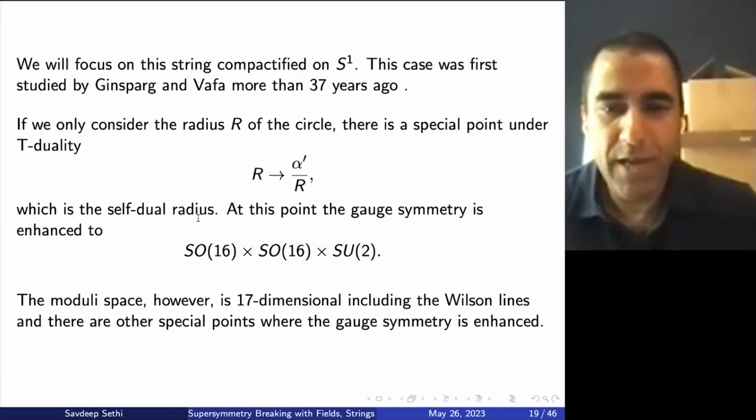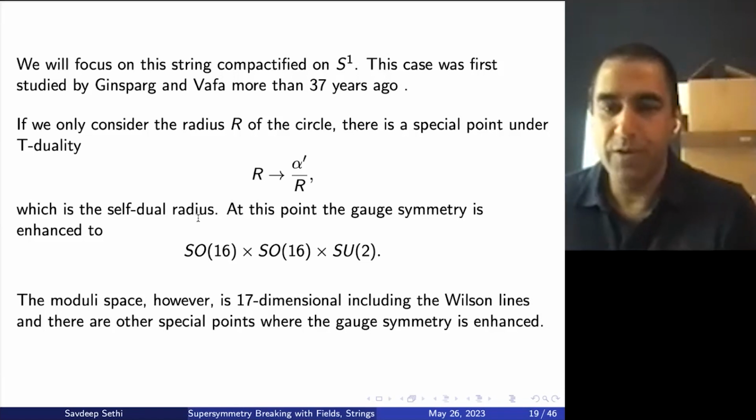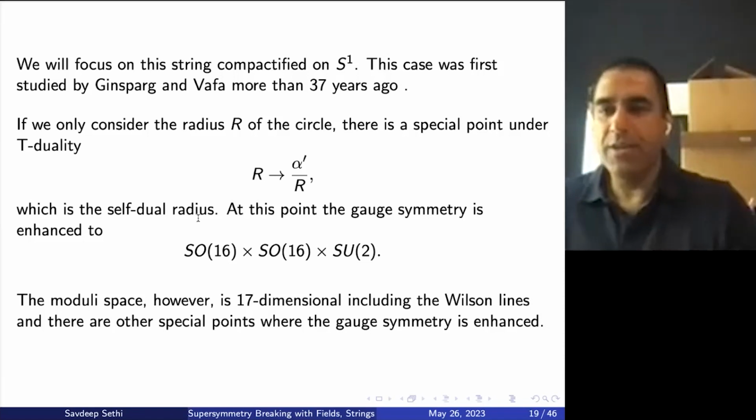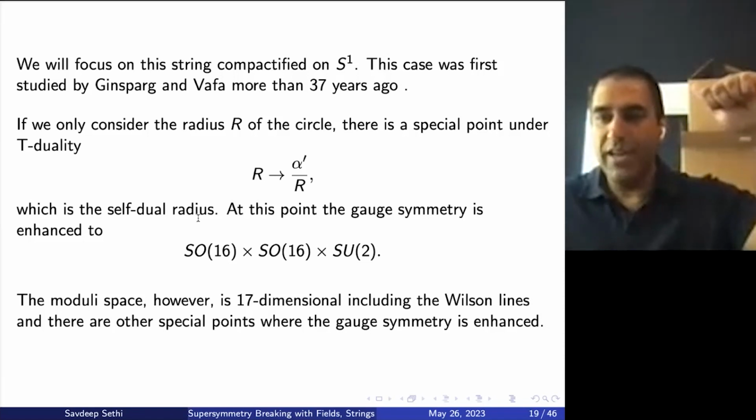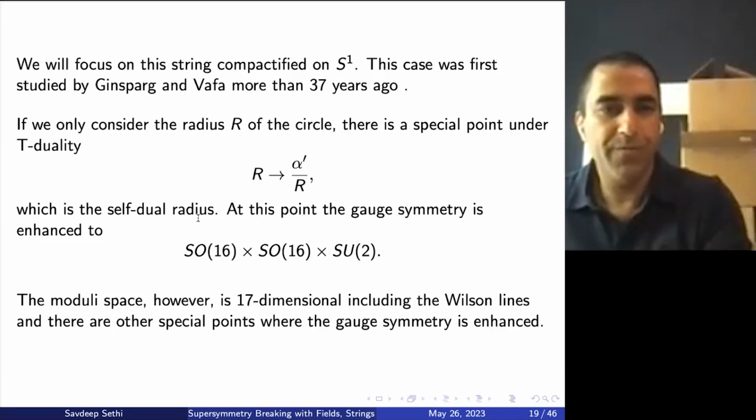The moduli space, however, is not just the radius of the circle. We can also turn on 16 Wilson lines on the circle. So it's a 17-dimensional space. And as you tune the Wilson line moduli and the radius simultaneously, there are other special points where the gauge symmetry can be enhanced.